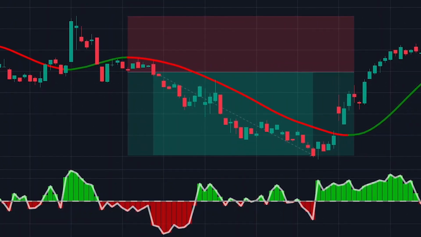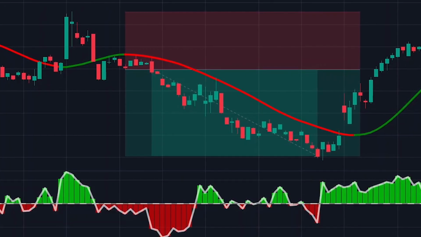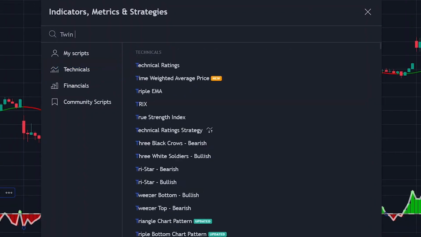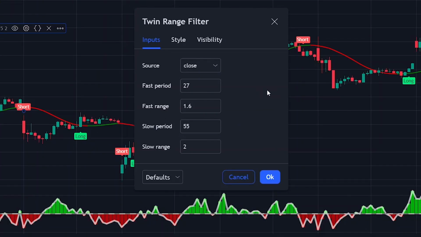This 2-indicator trading setup is great, but we can make it even better by adding one more indicator to our chart. The third and final indicator we will add to our chart is called Twin Range Filter. We will be using this very first one, so once again, left-click it once. To make this indicator more effective, we need to modify a few settings.